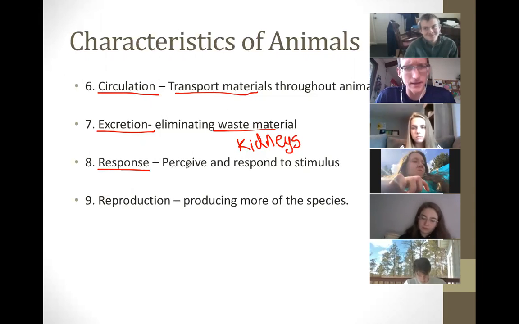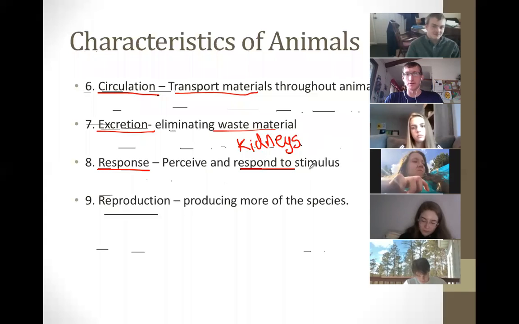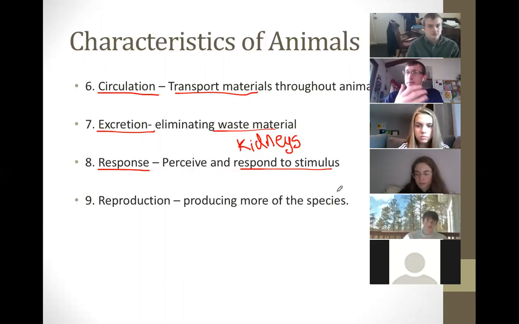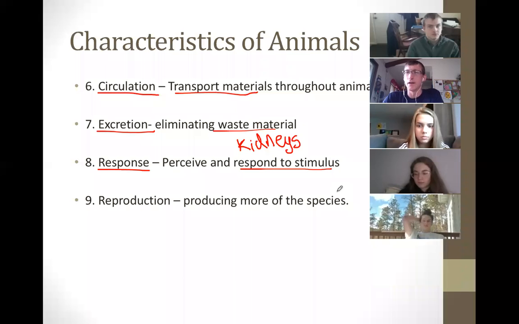All right, next thing, response. Every animal, invertebrate, vertebrate, whatever, has got to perceive and respond to stimuli. Again, this can be very complicated. It can be very simple. You and I have a really complicated brain with a really well-developed frontal lobe, and we're making decisions, solving problems, making plans, and that kind of stuff.